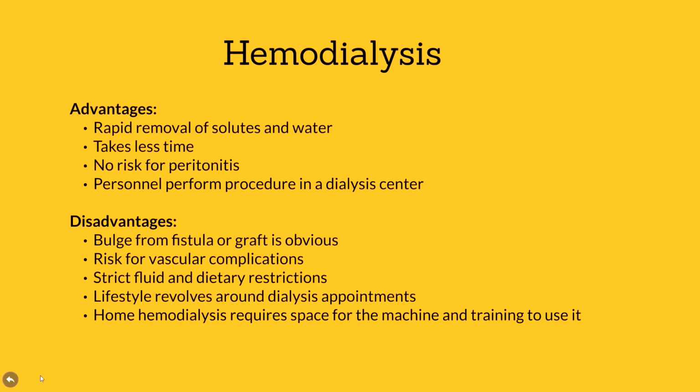There are 2 types of dialysis: hemodialysis and peritoneal dialysis. Hemodialysis has some advantages and disadvantages, just like peritoneal does. Some of the advantages for hemodialysis is a rapid removal of the solutes in water. It takes less time. There's no risk for peritonitis as there would be for peritoneal dialysis. And personnel typically perform this procedure in a dialysis center.